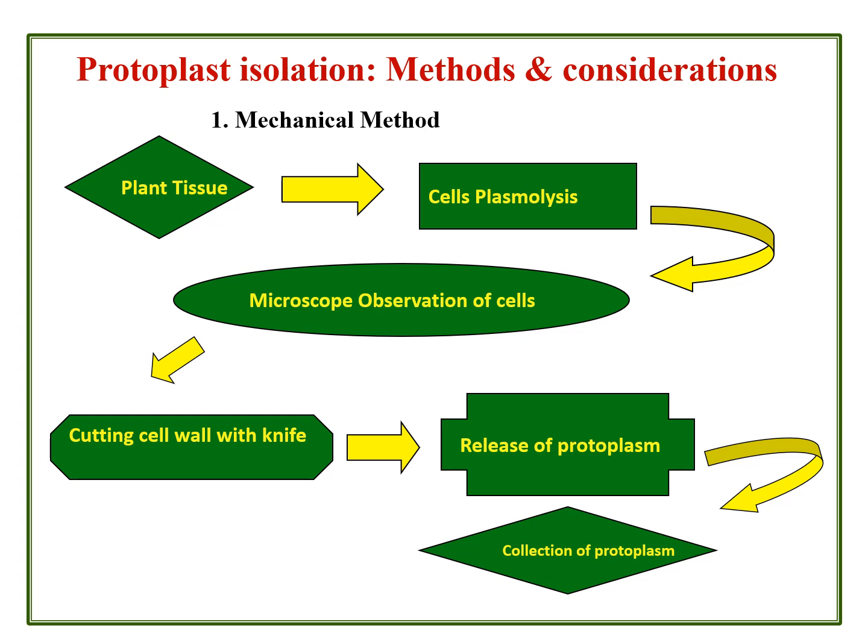First of all, let us discuss the mechanical method. The plant tissue will be taken in a mortar and pestle. The cells will be plasmolysed through mortar and pestle, and then take an aliquot from the suspension and observe under the microscope whether the cells are isolated or the walls are broken or not. Cut the cell wall with a knife. Generally ultratomes or microtomes can be used in advanced studies to release the protoplasm. Whatever protoplasm is obtained, collect it, and it will be used for further studies.